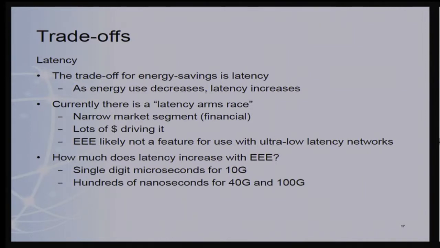The one case that I pull out that's obvious here is what I call the latency arms race in the financial network sector, where they're not willing to tolerate any additional latency and are willing to spend lots of money to achieve minimum latency. So it's likely that EEE is not a feature that they would be considering for their networks. On the other hand, when we look at how much latency is increased by EEE, we're talking about single-digit microseconds for a 10 gigabit network, and on the order of hundreds of nanoseconds or even less with this new concept we're talking about with fast wake.